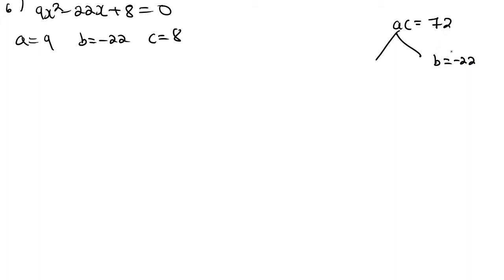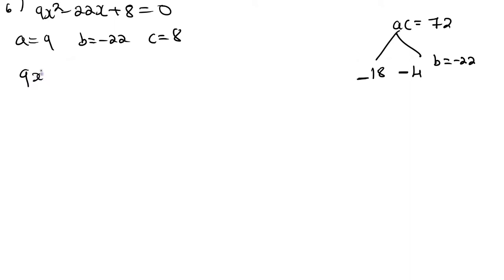Okay, find two numbers such that multiplying you need to get 72, but adding you will get minus 22. Consider the numbers 18 and 4. 18 fours are 72, but you need to get minus 22. So your numbers are minus 18 and minus 4, because see, minus 18 into minus 4 equal to plus 72, but minus 18 minus 4 equal to minus 22. Okay, now rearrange this one.